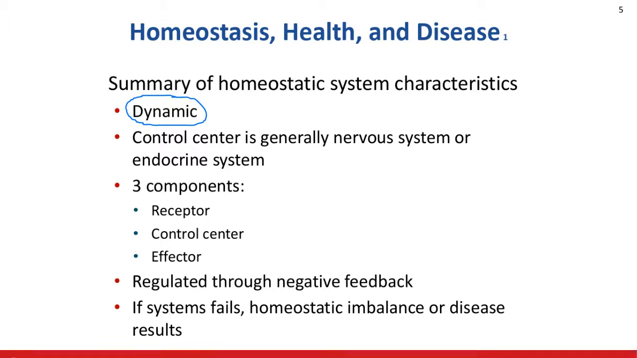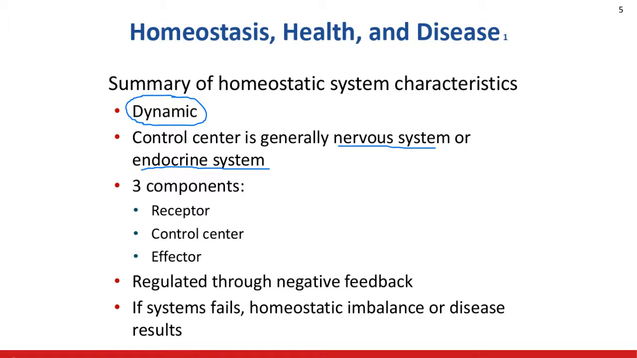The control center is either going to be the nervous system or the endocrine system. They both can work together to achieve a similar outcome, but that's what we're dealing with here in this course. When we're talking about the control center, it's either something from the nervous system or the endocrine system, unless we tell you differently.